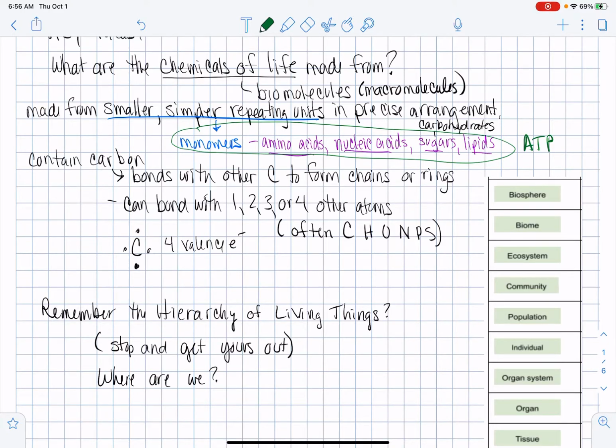Carbon bonds with other carbon to form chains or rings, either one, so you'll see both of those things. Carbon is unique because it can bond with 1, 2, 3, or 4 other atoms. Often those other atoms are another carbon. They're hydrogen, oxygen, nitrogen, phosphorus, or sulfur. Those are the common parts. Because carbon with 4 valence electrons has 4 chances to form bonds. Oxygen, for example, only has 2. Hydrogen has 1. So they wouldn't be as good as a basis for life.